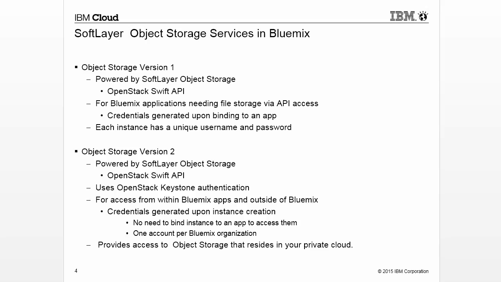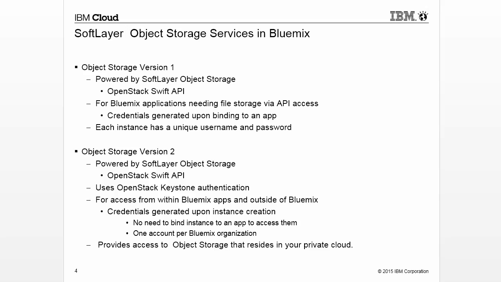IBM Object Storage for Bluemix version 1 provides storage that can be bound to a Bluemix application and is suitable for use within Bluemix boilerplates. Use this version if you require binding to Bluemix applications with no user interaction required. IBM Object Storage for Bluemix version 1 is based on SoftLayer storage using OpenStack Swift APIs. It creates an individual Swift account for each user to the Bluemix application to which it is bound.